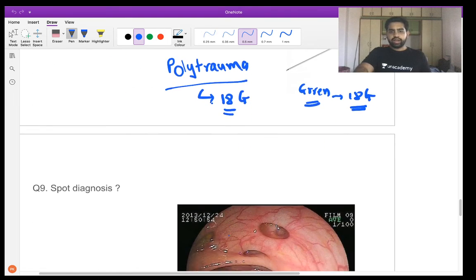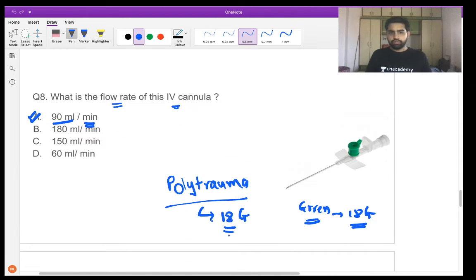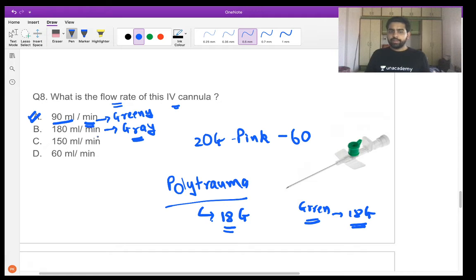Now, in the next slide, okay, I did not cover it, but yes, you can have a look at this. Okay, so please understand this. What about the pink one? So it is a pink one, that is a 20 gauge, that is a pink cannula. So what is the flow rate of the pink cannula? It is close to 60 ml per minute. And what about the flow rate of the gray cannula? It is close to 180 ml per minute. Okay, so if at all you want to remember the flow rate, I will advise you to remember the flow rate of only the 3 cannulas, that is the green one, that is 90 ml per minute, and then gray, that is 180 ml per minute, and pink, that is 60 ml per minute.